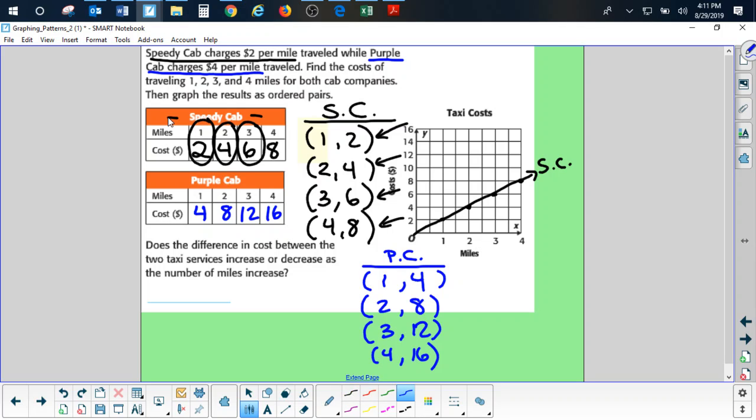Last part, we're going to look at Purple Cab and graph their points. So the first point is going to be 1, 4. Second one is 2, 8. Third one is 3, 12. And my last one is 4, 16. Make a straight line through those points, and that is my Purple Cab.